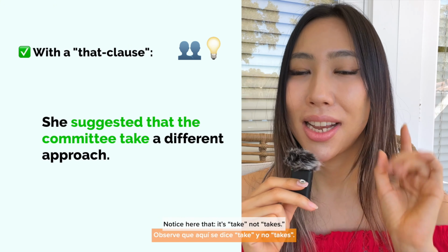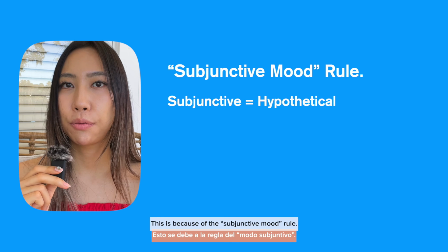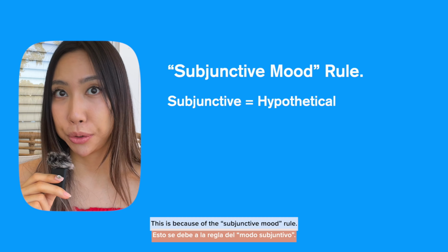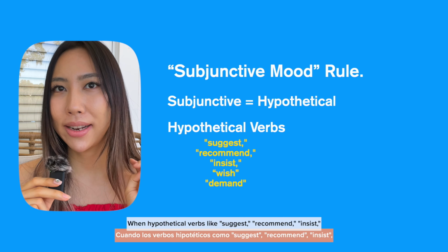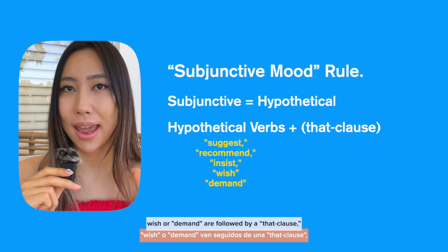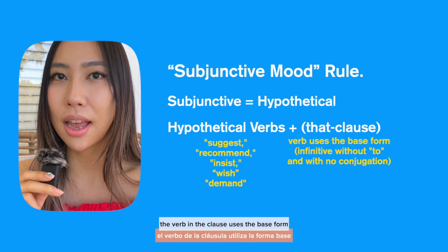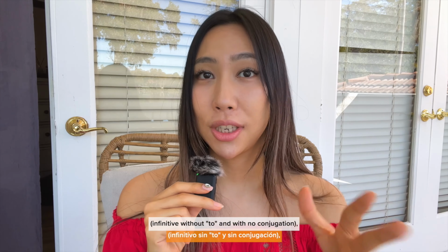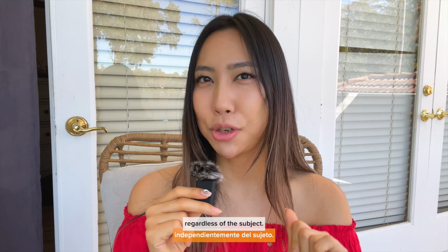Notice here it's take, not takes. And this is because of the rule of subjunctive mood. When hypothetical verbs like suggest, recommend, insist, wish, demand are followed by a that clause, the verb in the clause uses the base form, which is the infinitive without to, and with no conjugation, regardless of the subject.